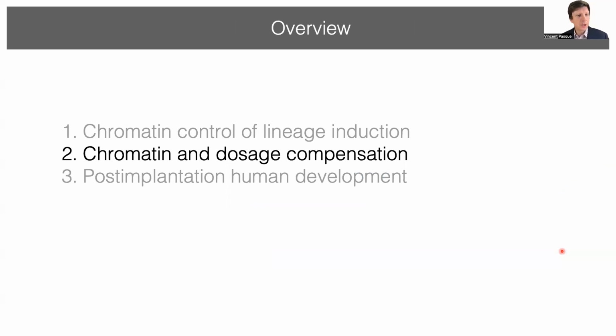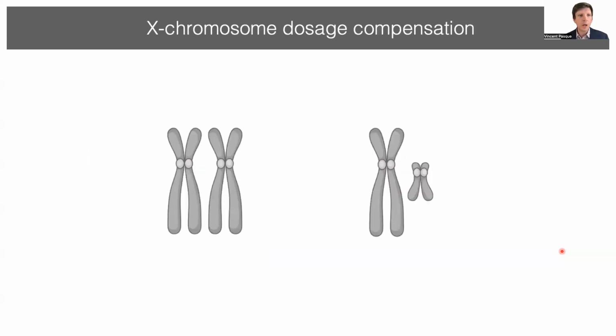I now want to switch to the second part of this talk and tell you about a principle of chromatin-based dosage compensation in mammals. During evolution, different sex-determining genes are acquired, and this leads to the acquisition of different sex chromosomes in males and females. And this happens independently multiple times in evolution. In the case of mammals, males have one X chromosome and one Y chromosome, and females have two X chromosomes. And so that creates a dosage problem.